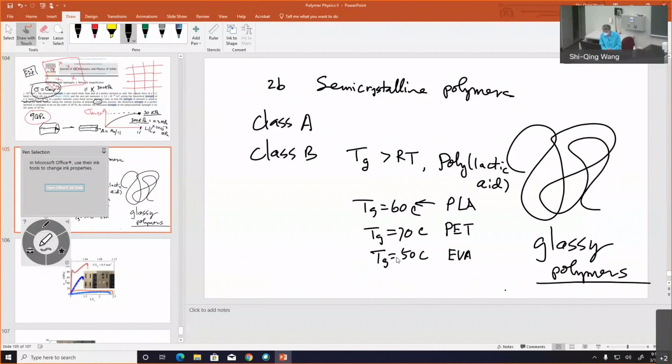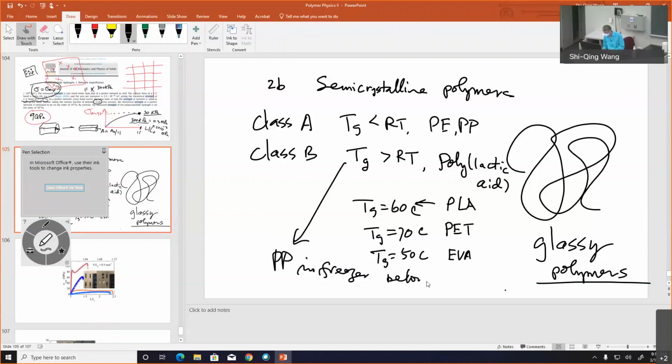Can be glassy. And of course, when you speak about semi-crystalline polymers, typically what comes to your mind is polyethylene, polypropylene. But watch. I indicated that in a beginning class, in the first class actually. Your polypropylene in the freezer belongs to class B. Does that make sense to you? Because your polypropylene's Tg is about -5 to -10. Something in that neighborhood.